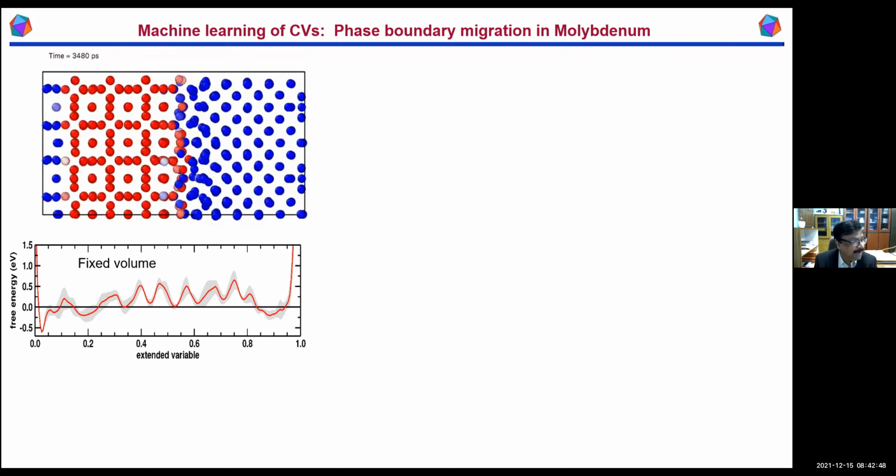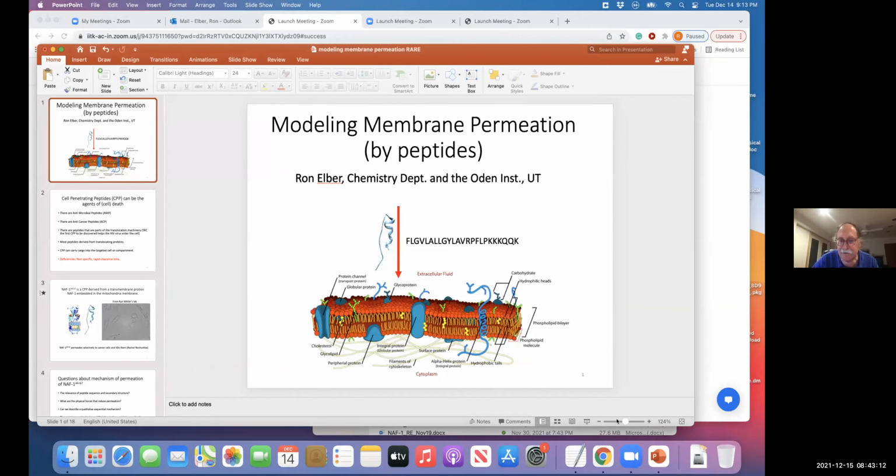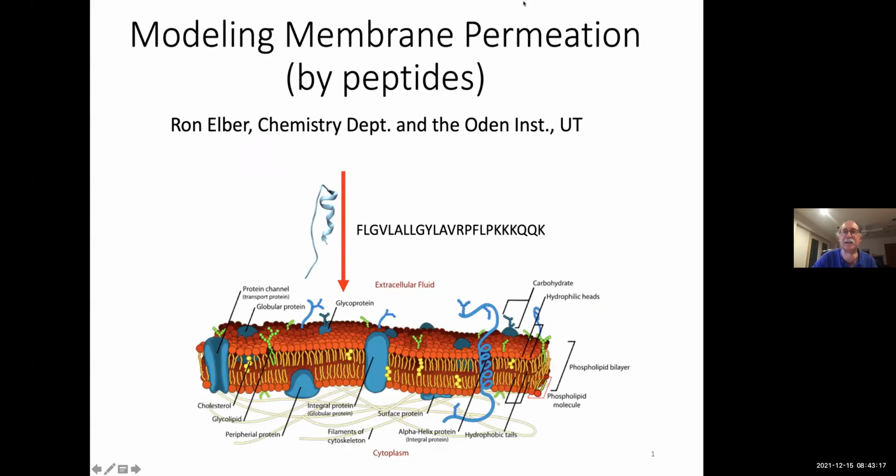The next talk will be given by Ron Elber from University of Texas, Austin. Ron is going to talk on modeling membrane permeation. Okay, so Ron. Yeah, fine. Let me get another second. Okay. Everybody see that? We could see your slide.